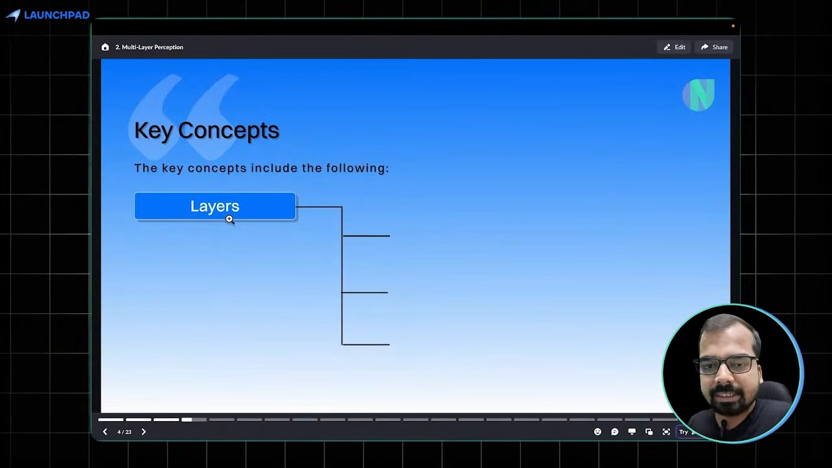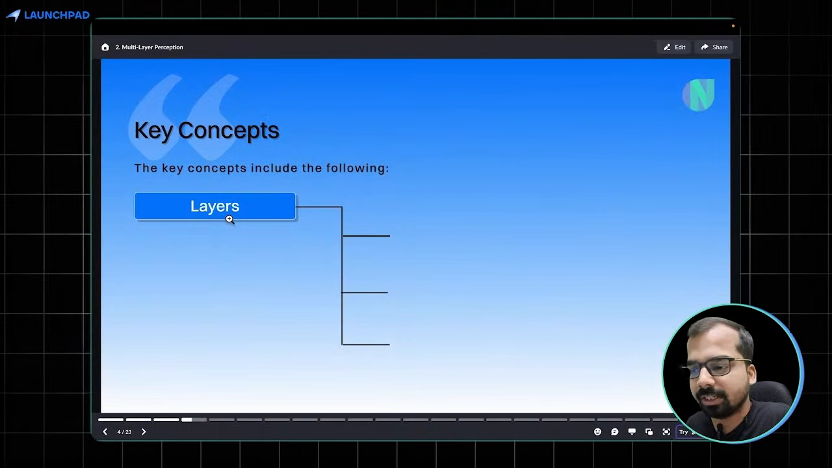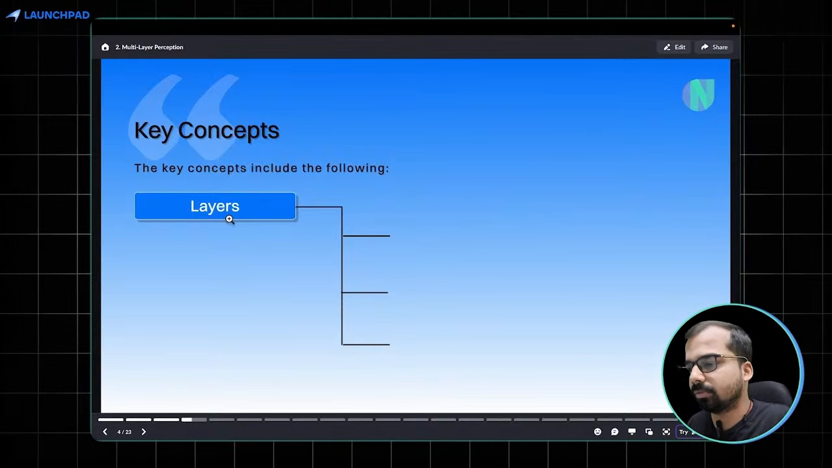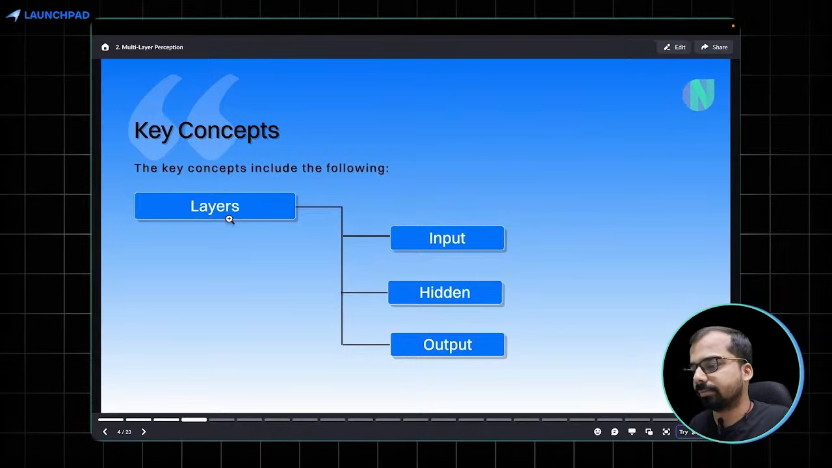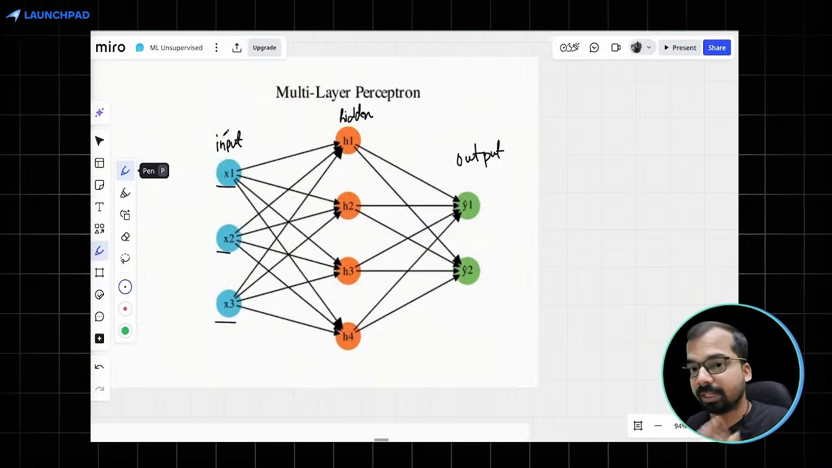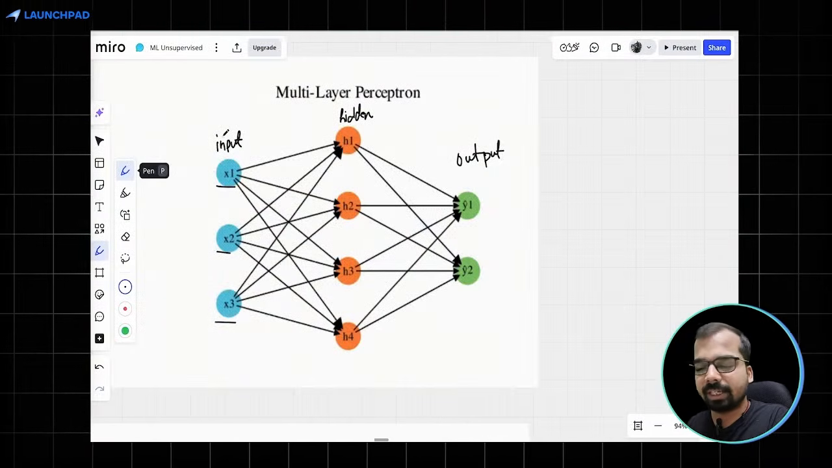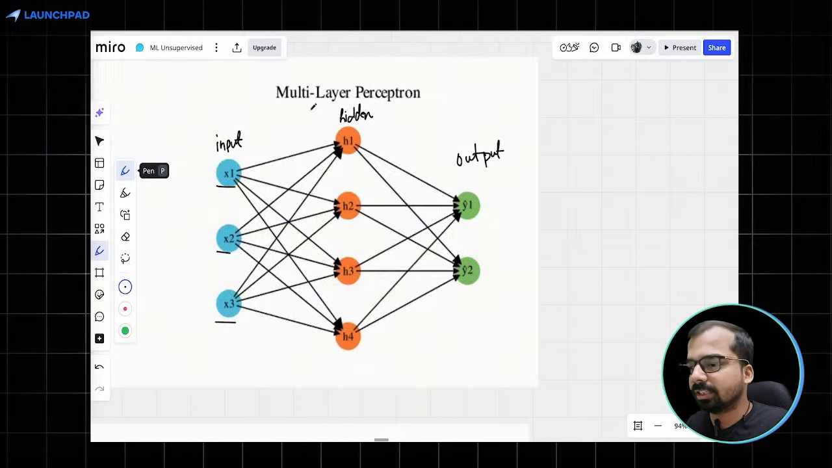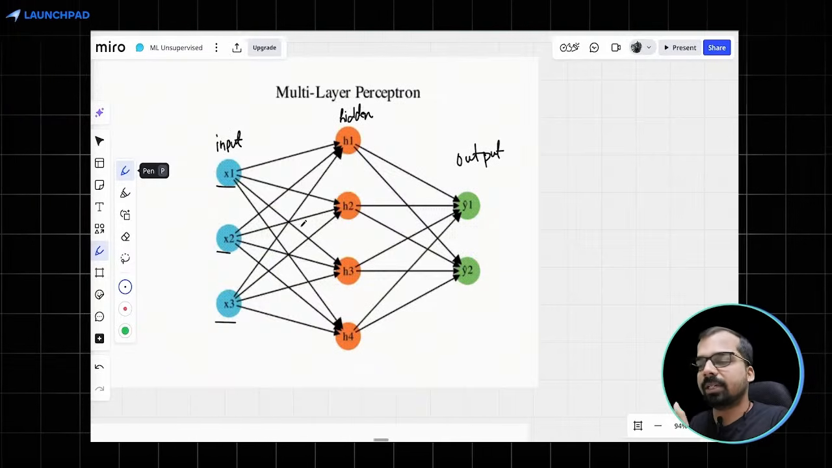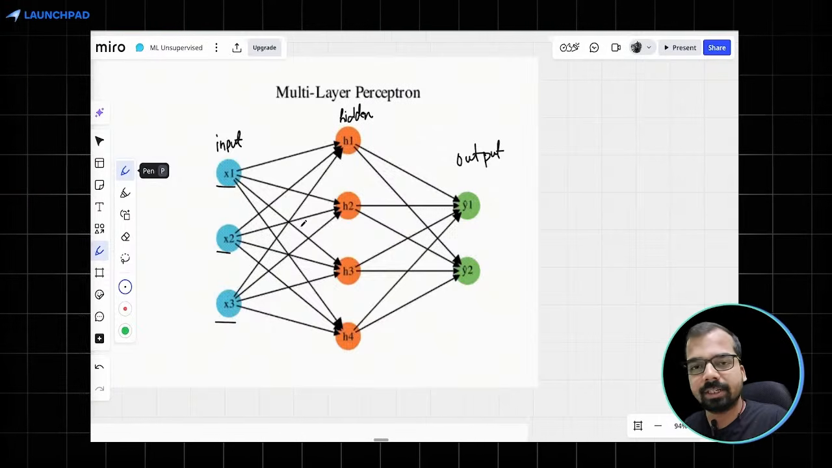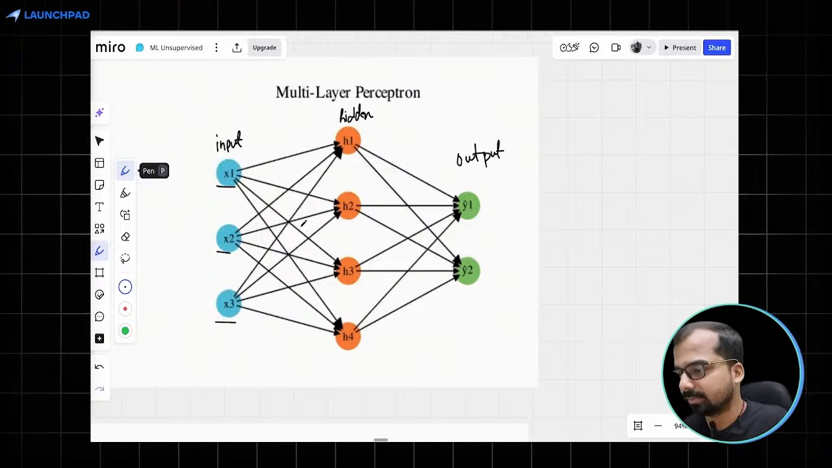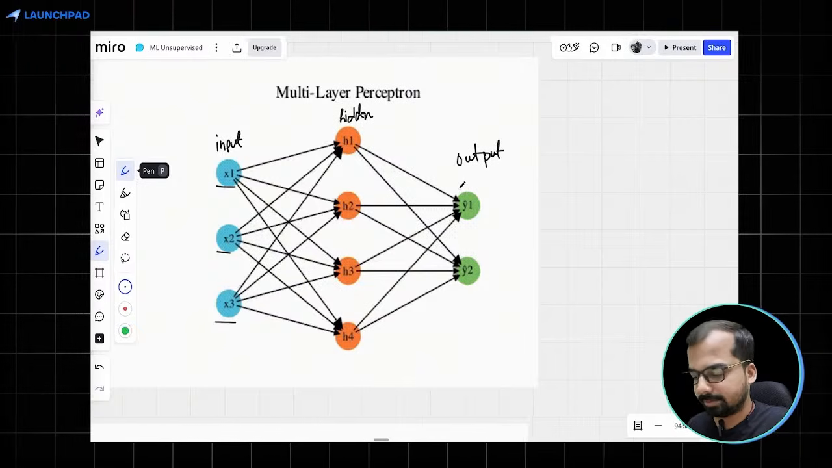Now let's talk about certain key concepts that we need to understand. One is layers. We have shown three layers over here. This is my input layer, where the input to the neural network takes place. This is my hidden layer, and you can have multiple hidden layers. In complex neural networks, it's not necessary that you have only one hidden layer, you could have many such layers. And this is my final output layer.